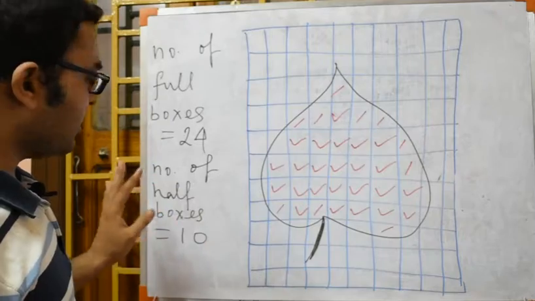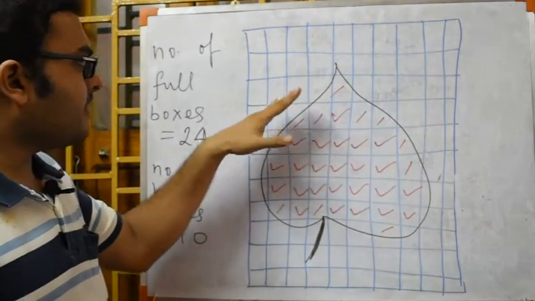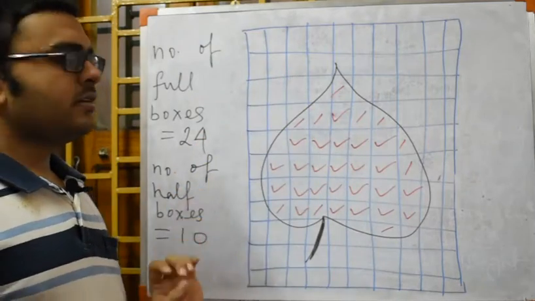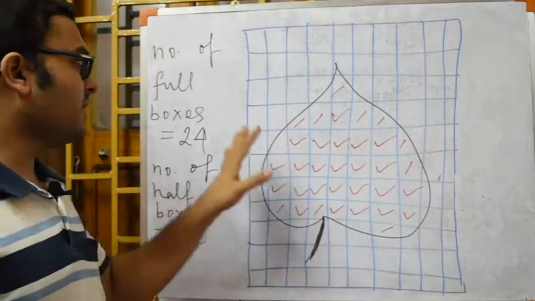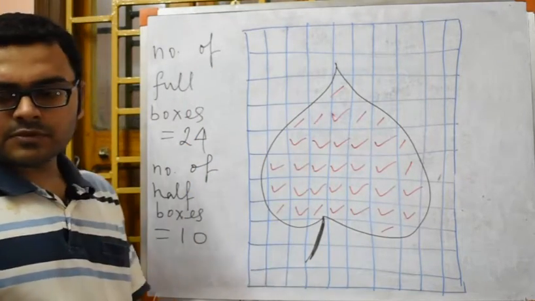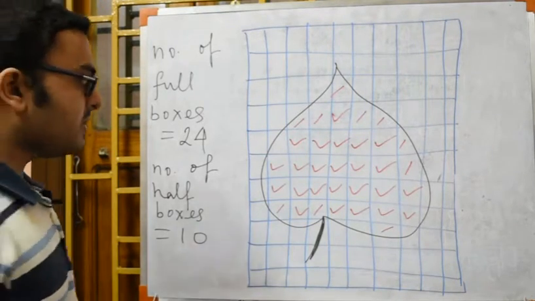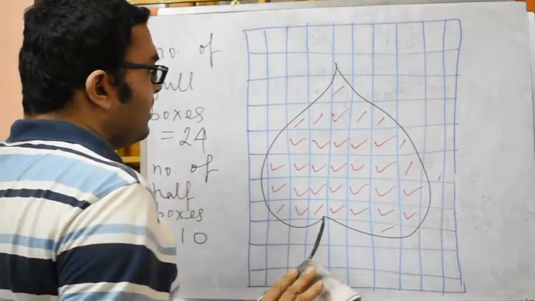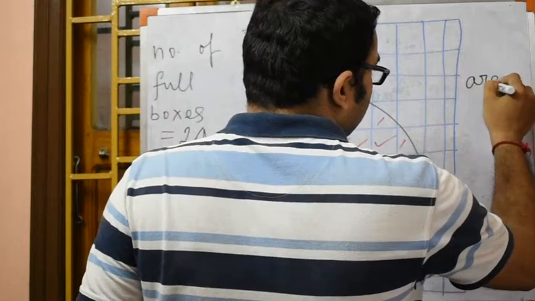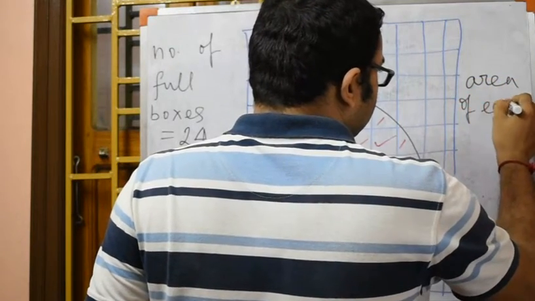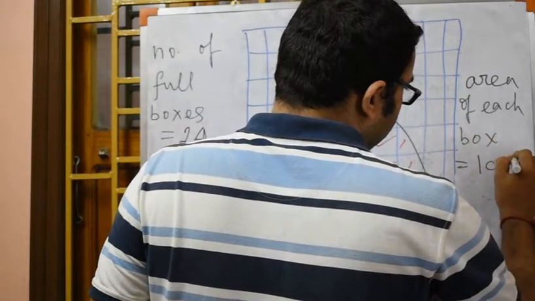So I think it is clear to you all. We will not count those boxes which are present less than half in the margin of the leaf. I am erasing the diagram so that I can show you the calculation. Now see, I have said that the area of each box is 1 centimeter square. I am noting it at the side: area of each box equals 1 centimeter square.